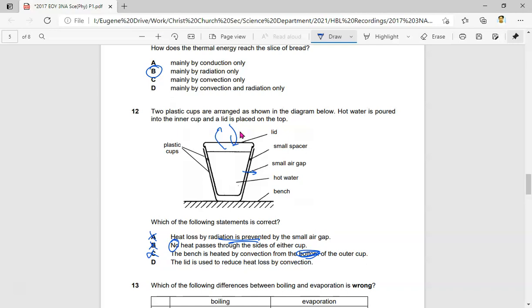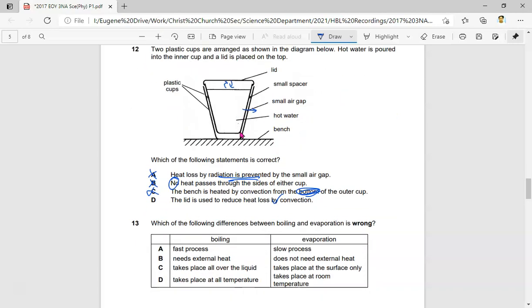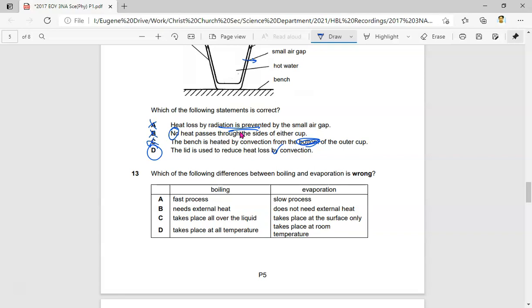Last one, the lid is used to reduce heat loss by convection. Answer is yes. Because the air cannot escape, the air only inside here will get heated up. It will not interact with the air above it. So the lid actually reduces heat loss by convection. So answer is D.